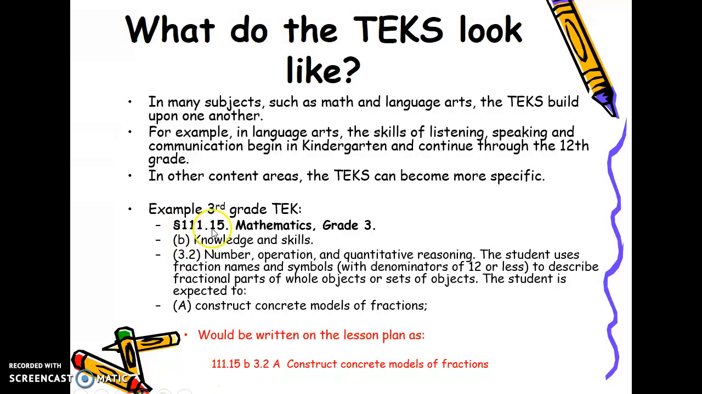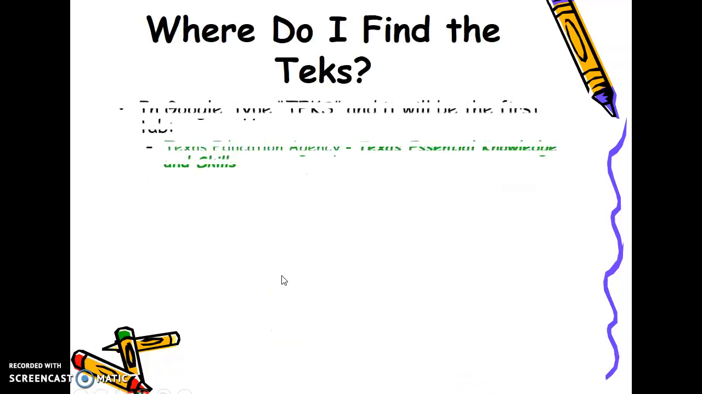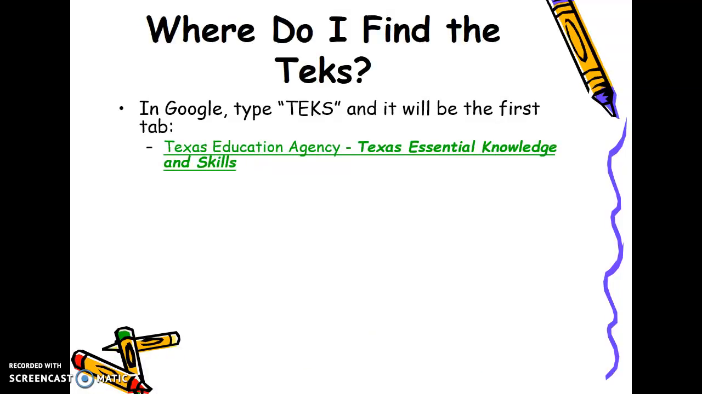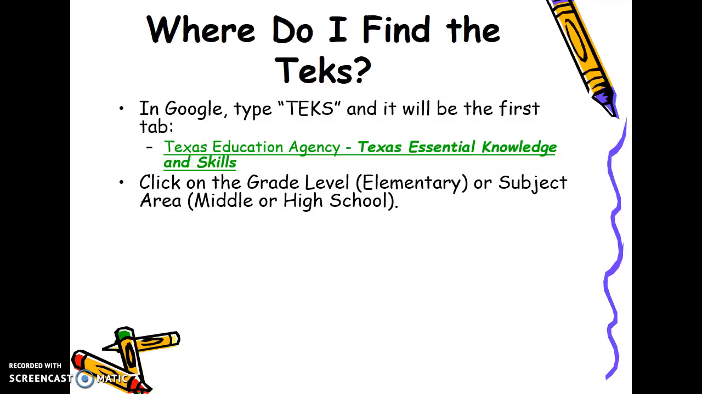111.15, which is right here. Then B, then you're going to put 3.2a. So it's kind of like an outline getting you to this one TEK, which is construct concrete models of fractions. All you're going to write out is construct concrete models of fractions. You're going to write these numbers out and then this one specific TEK. You don't need to include all of this other stuff. Okay? And you can find them on Google by typing TEKS, or you can find them in our Google Classroom.